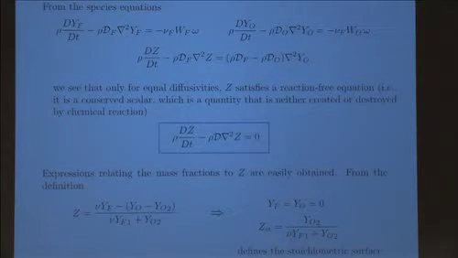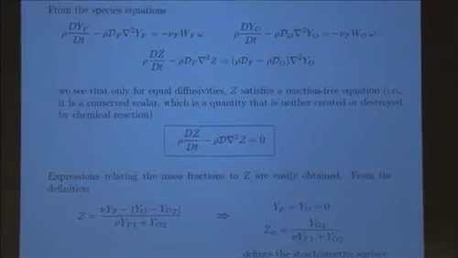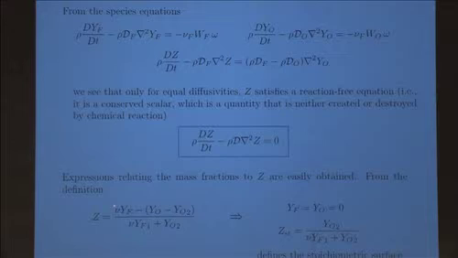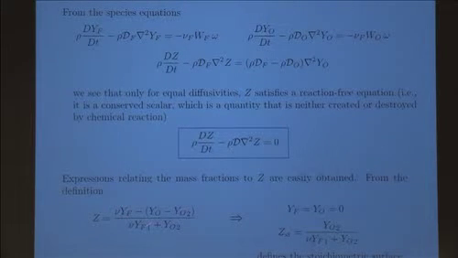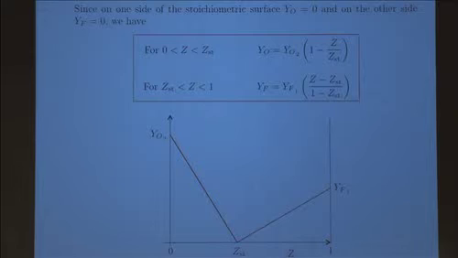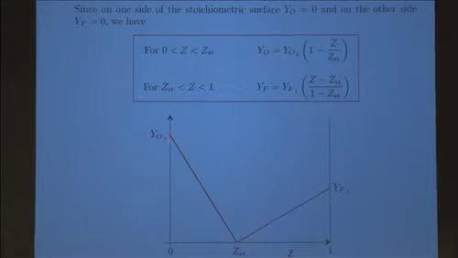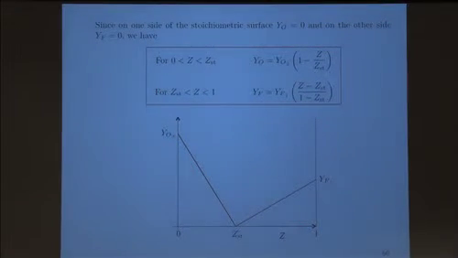Now, from that expression, we can also obtain an equation for YO expressed in terms of Z, and an equation for YF in terms of Z. Because where there is oxidizer, there is no fuel, so this is 0. So you solve for YO, and you obtain a straight line. It's a linear relation with Z. And where there is no YO, there is only YF, and you can solve for YF. You obtain a linear relation. So YO and YF, expressed in terms of Z, are simple linear relations.